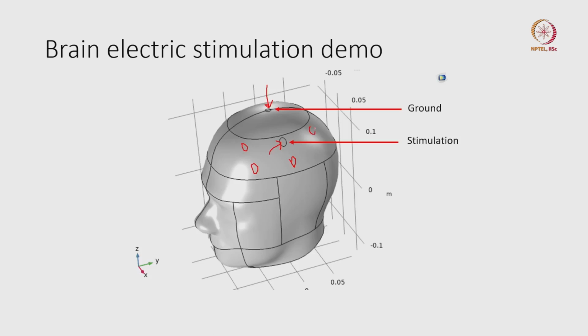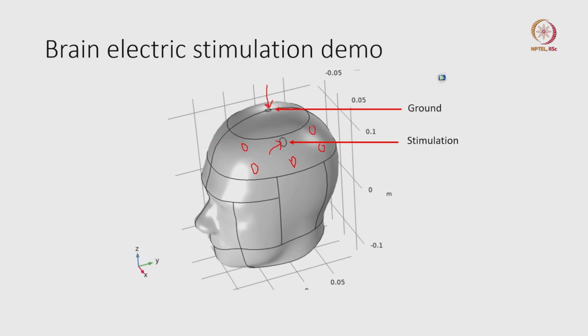So here what you see is the brain, or the complete head, along with the skull and the tissue, and we are going to provide a stimulation at a particular region. This is the place where we are going to give the stimulation, and this is the ground where we are going to withdraw the stimulation. In an actual prototype, there is not just a single stimulation, but an arrangement of various positions of the stimulation.